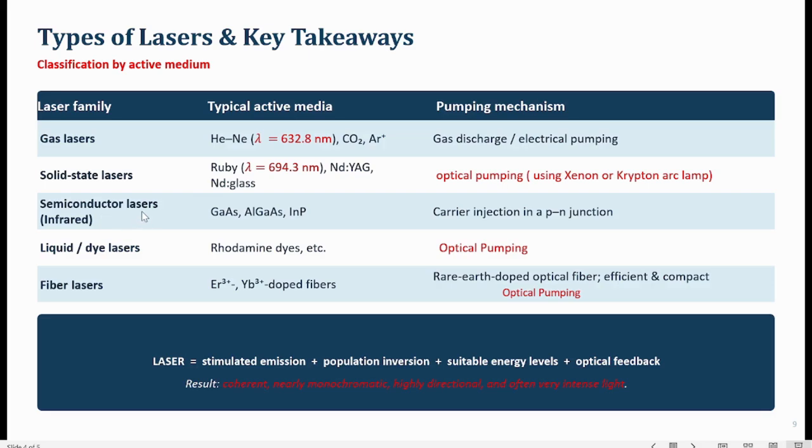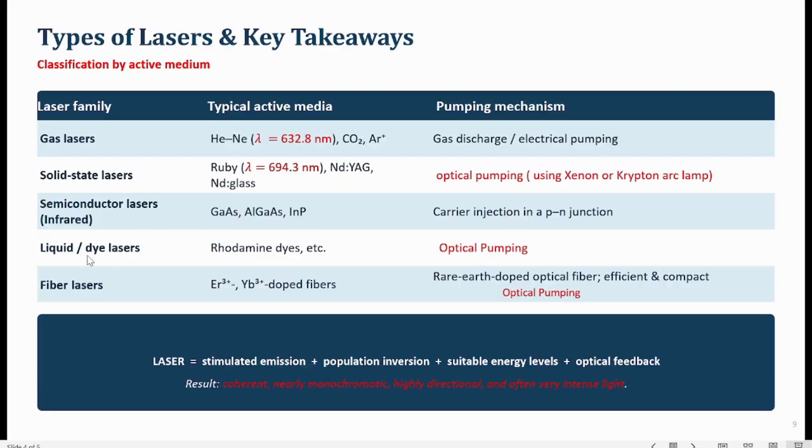Then in case of semiconductor lasers, whose examples are shown here: gallium arsenide, indium phosphide, aluminium gallium arsenide. These are the active media. So in this case, visible light is not emitted. Actually, these are infrared lasers. So in this case, a forward bias PN junction is used as the pumping mechanism for the laser emission.